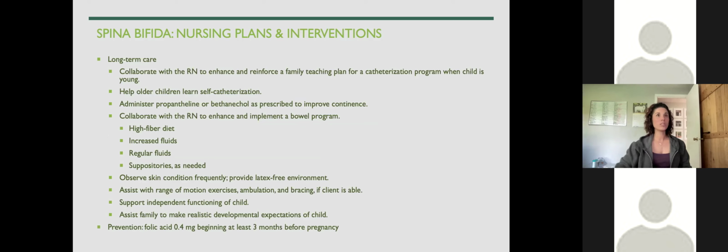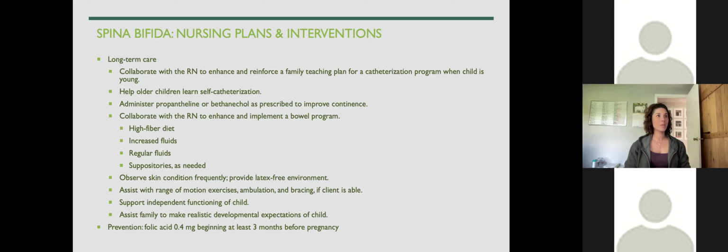Long-term care for these patients, we're going to have to teach family how to catheterize because they're probably going to need to cath at home. Eventually, the child will be able to self-cath to empty their bladder. We're going to give medications. We do have medications that we can give to improve their ability to have bladder control. Propantheline or bethanechol are the two medications that we can give.